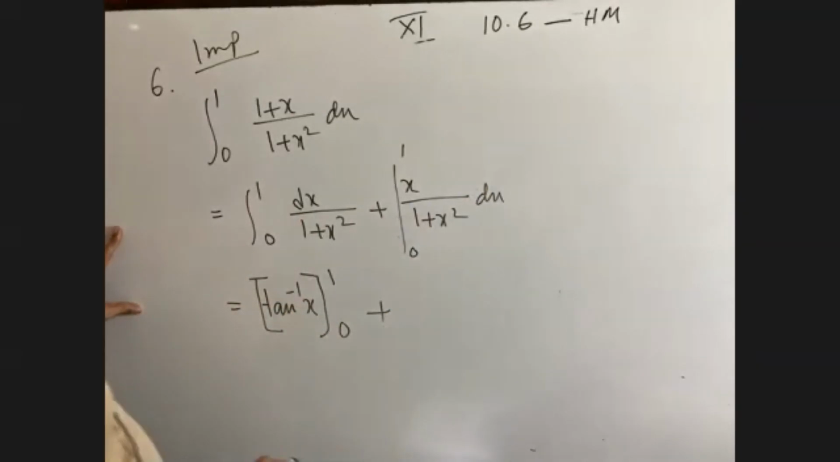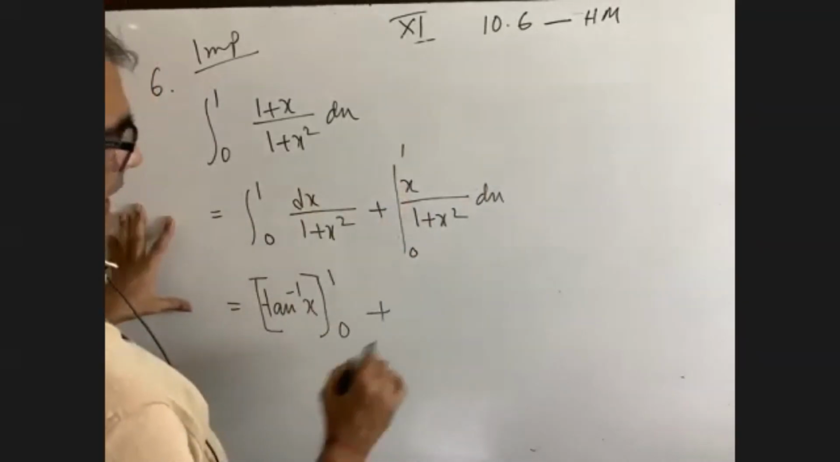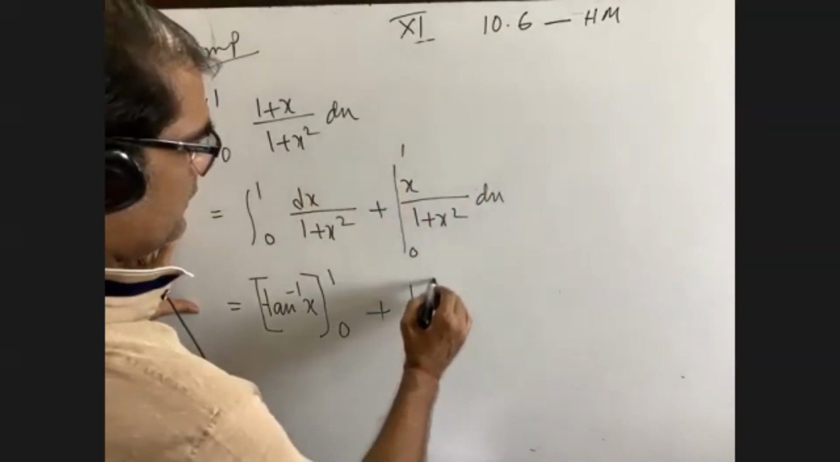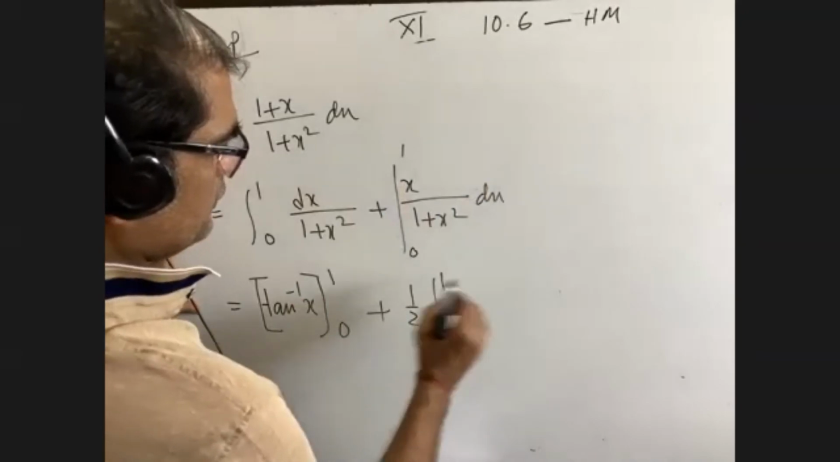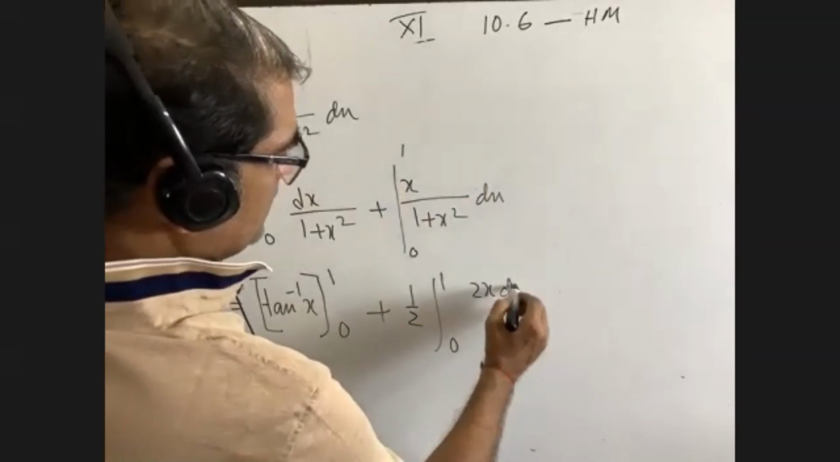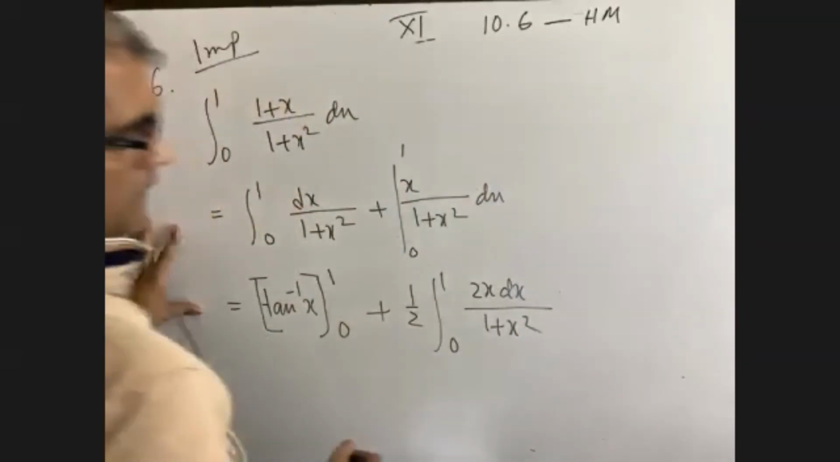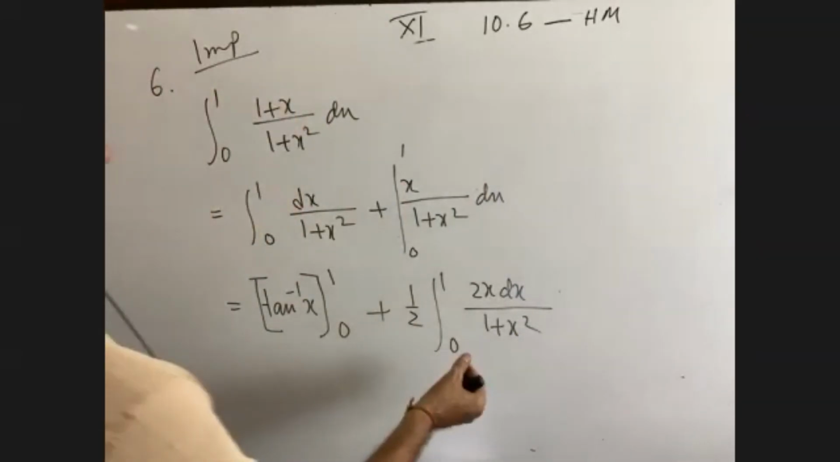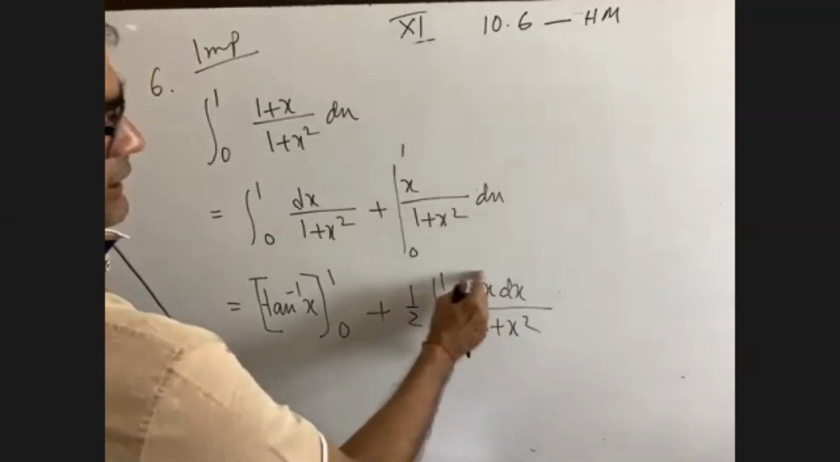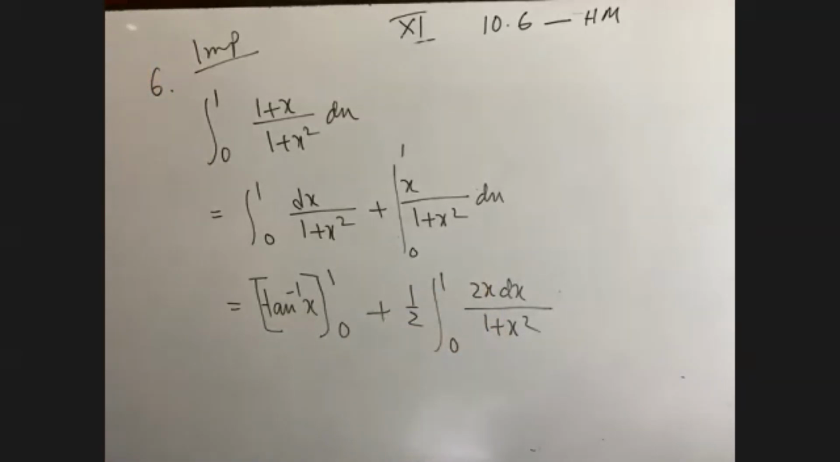Plus, if I write here, half the integral from 0 to 1 of 2x dx by 1 plus x square. If we differentiate this, then we'll get this, is it?